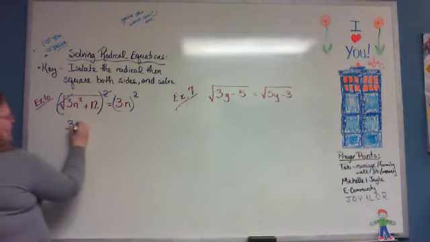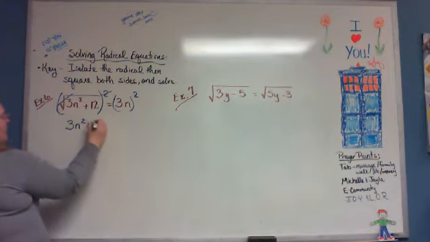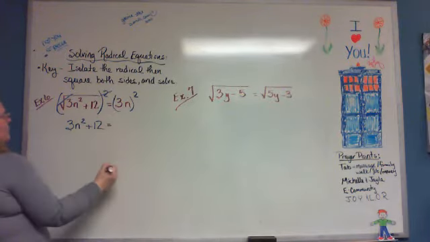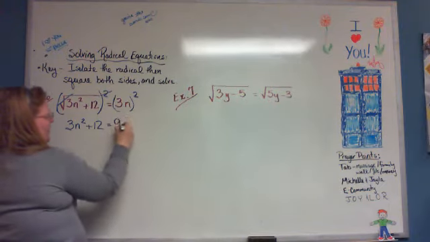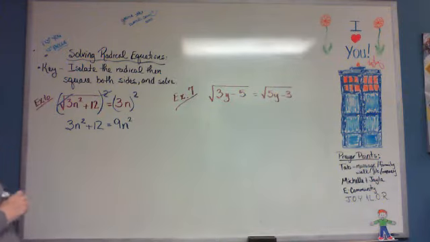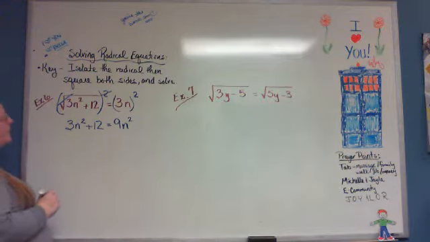And I'm left with 3n squared plus 12 is equal to... Doing it on this side, 3 squared is 9, and n squared is n squared. Got to square both of them. So now, I have to solve. I have squares.